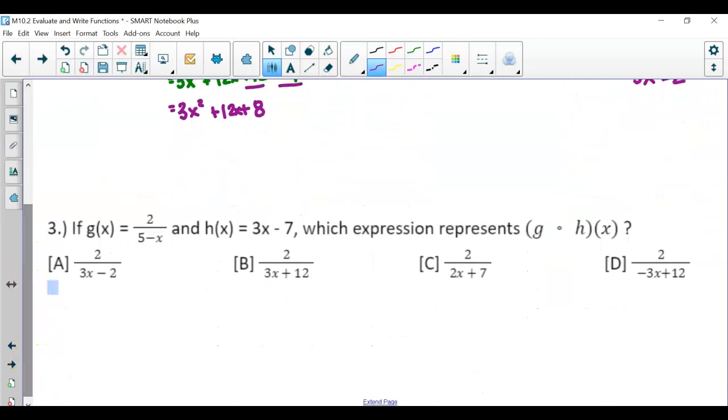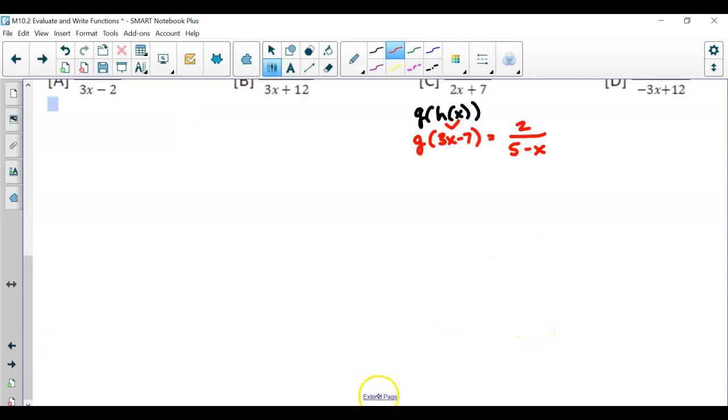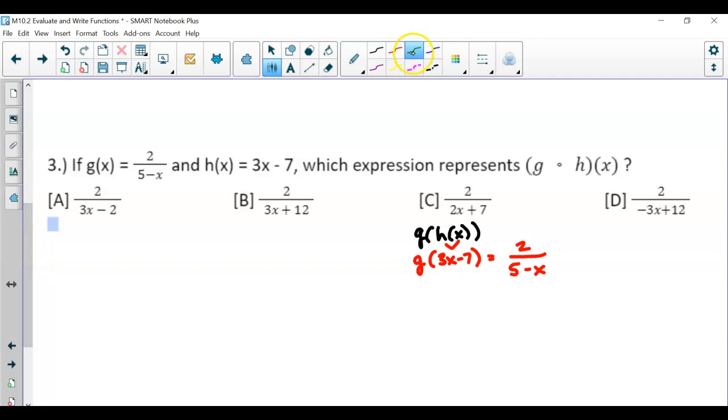And then question number 3. Here, given the two functions, you were looking for, so again, if you need to rewrite this, g of h of x, where h of x is inside, so here we've got 3x minus 7. So now I'm looking for g of 3x minus 7, where g of x is 2 over 5 minus x. So now when rewriting here, I now have 2 over 5 minus, well, what is x? 3x minus 7.